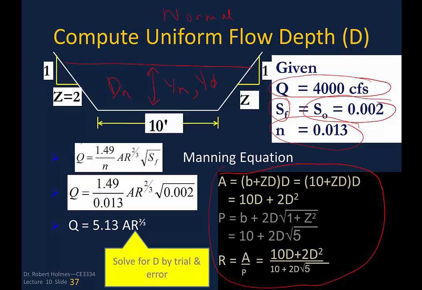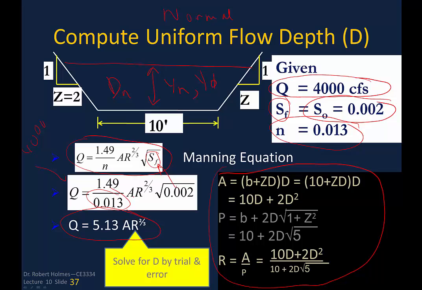And we can start plugging some things into the Manning equation, because remember, we're going to use the bed slope as the friction slope, so that's 0.002. The n value here is 0.013. The flow rate here is going to be 4,000, but I'm not going to plug that in yet, and you'll see why in just a second. If I reduce this, I get an equation of 5.13 times the area times the hydraulic radius to the 2/3 is equal to flow rate. We're going to actually plug in various values. We're going to do a trial and error method.